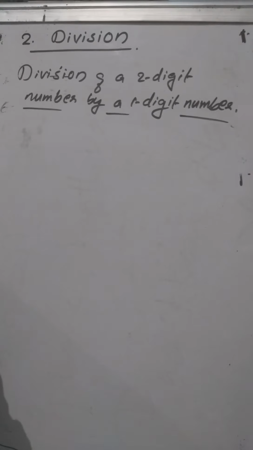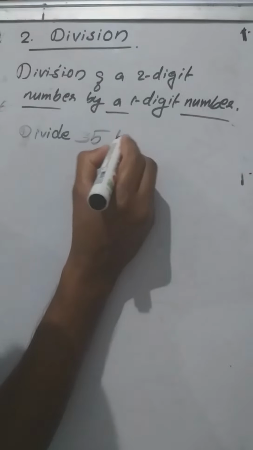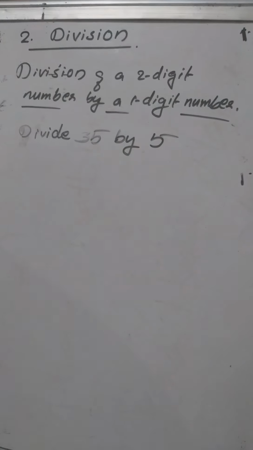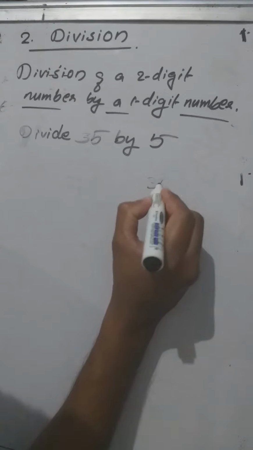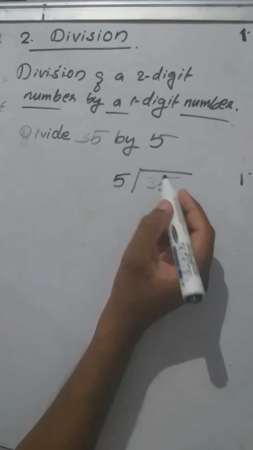Division of a 2-digit number by a 1-digit number. Let's study this with an example. Divide 35 by 5. So first of all, we have to write 35 divided by 5.